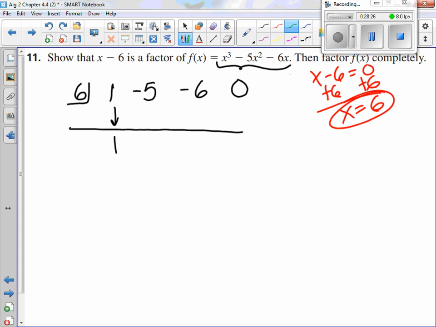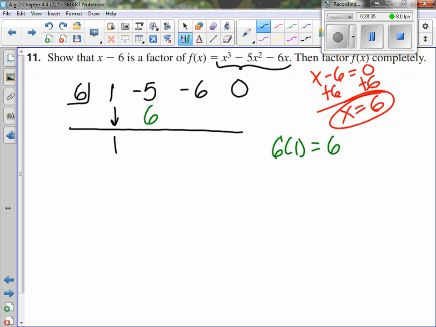Now we can multiply 6 times 1. So 6 times 1 would give me 6. Negative 5 plus 6 would be what? 1, wouldn't it? 6 times 1 is still 6. Negative 6 plus 6 is 0. 6 times 0 is 0. And 0 plus 0 is still 0.